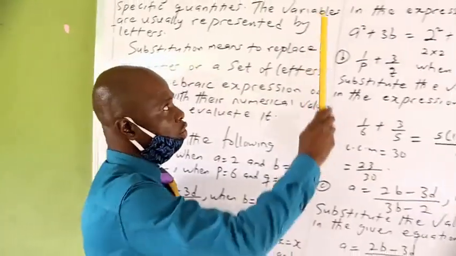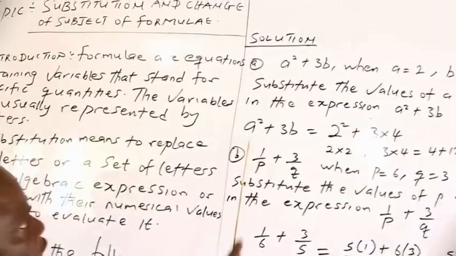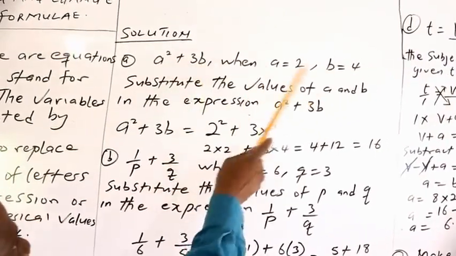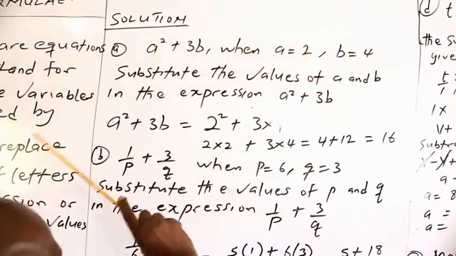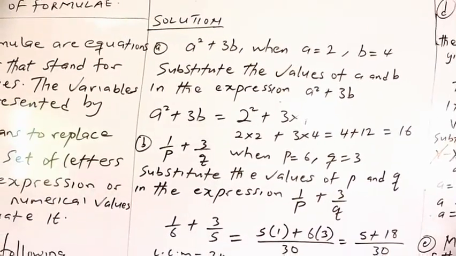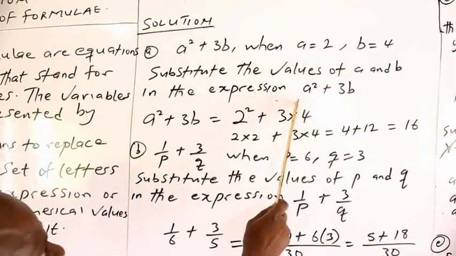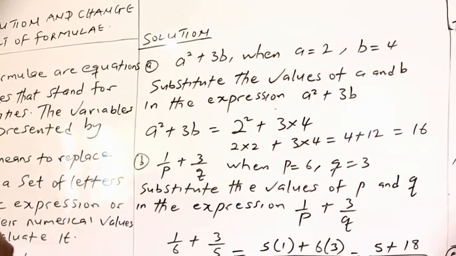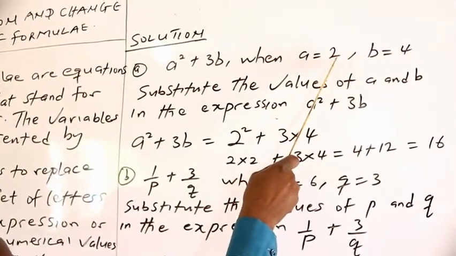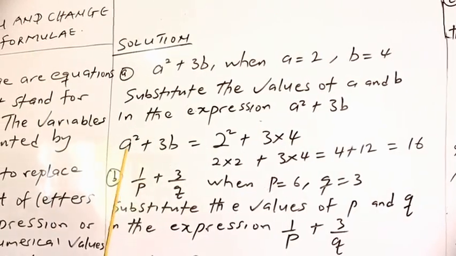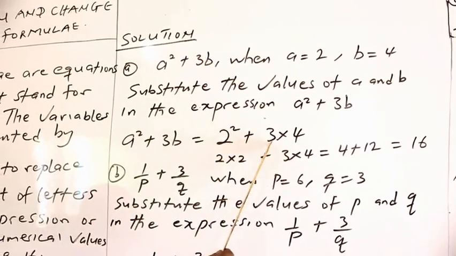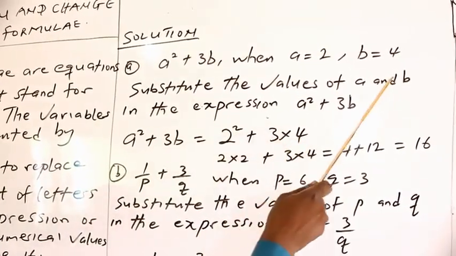Let us move forward to the solution. A squared plus 3b, the value of a is 2, the value of b is 4. We want to substitute a and b in this expression. It means that anywhere you find a, you will replace it by 2. This a is squared, so it means 2 squared plus 3 times 4. That's the value of b.